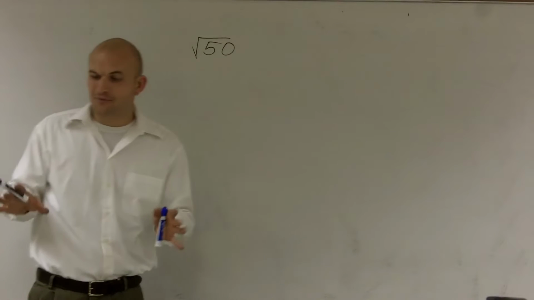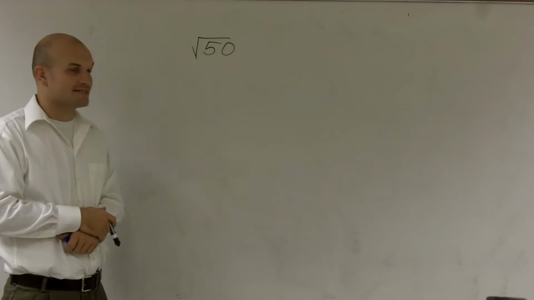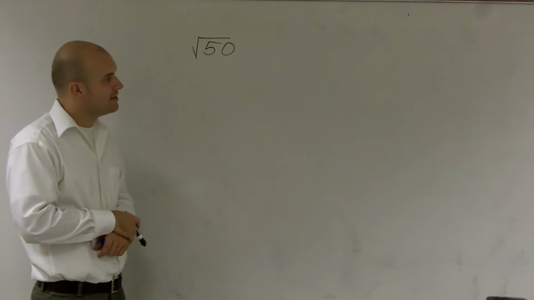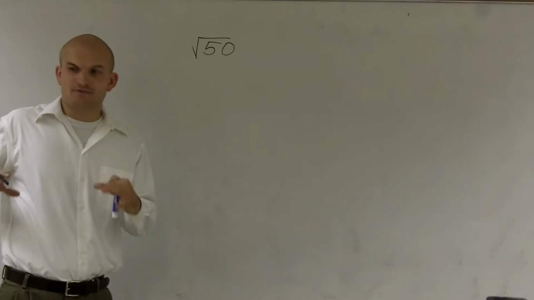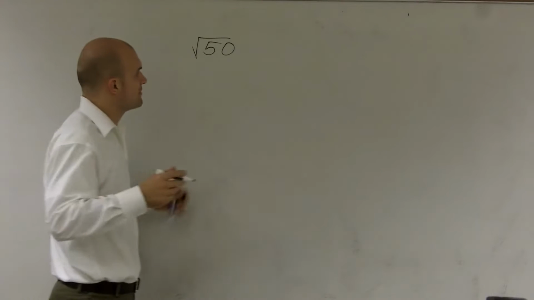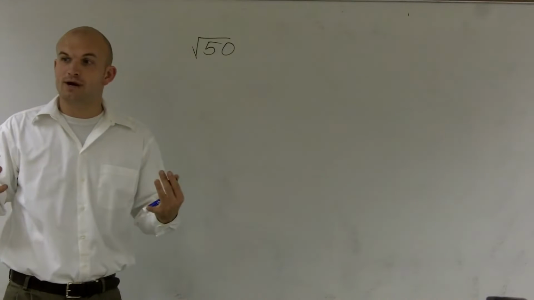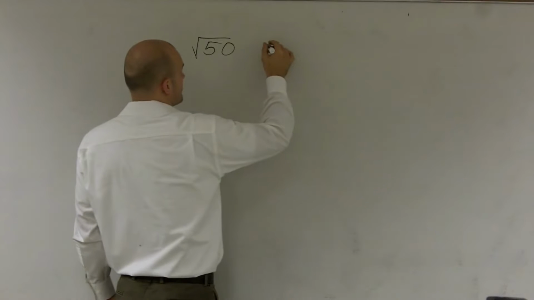Okay, what I'd like to do is show you 3 different ways to simplify this radical, square root of 50. So there's a couple things we need to, first of all, get out of the way before we do this. The first thing, you can only take the square root of square numbers, right? So let's go over a couple square numbers.